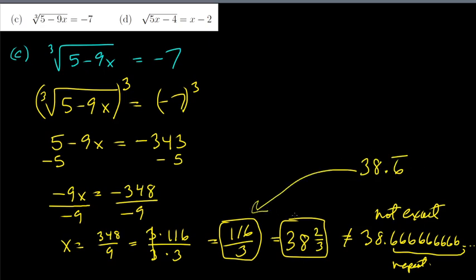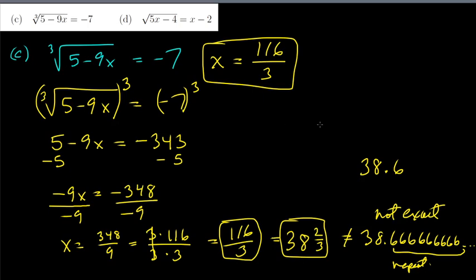I'd prefer you leave it as 116 over 3 or 38 and 2/3, but I think improper fractions, 116 over 3, is just fine. Okay, and you can check that that is the answer. x is equal to 116 divided by 3.